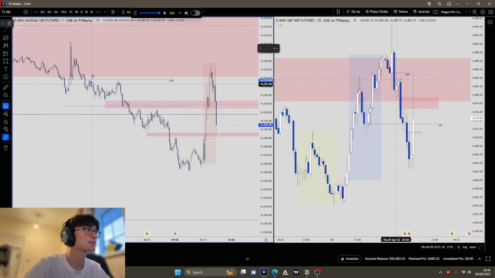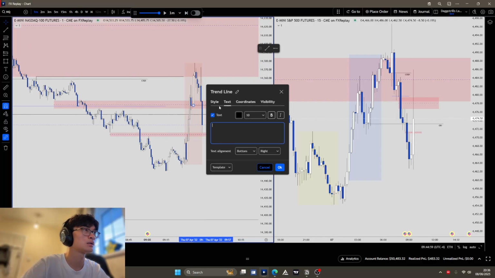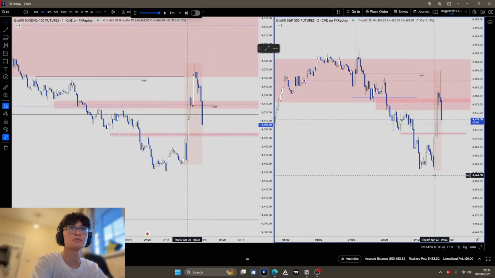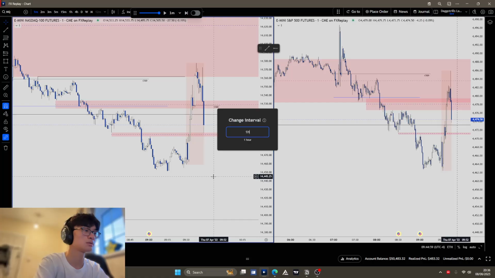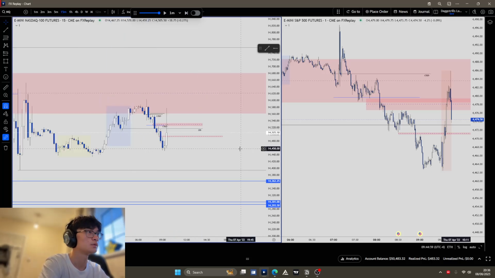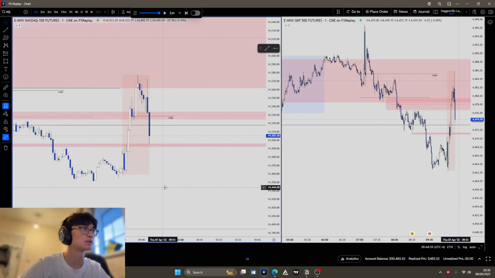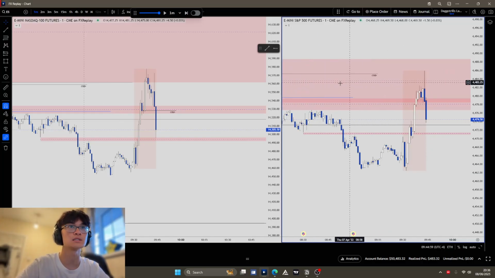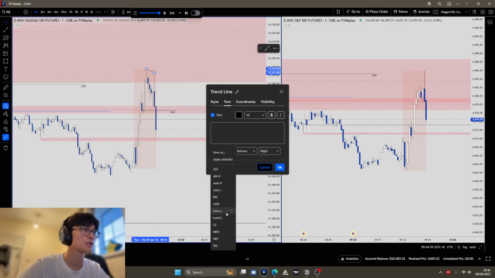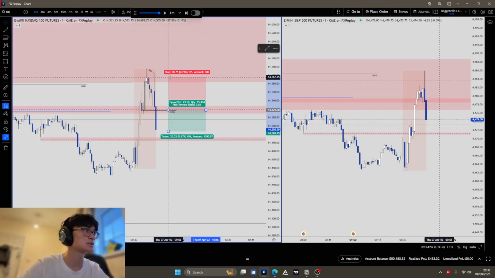Setup wise, I think this could go either way, honestly. Got the change of the state here. Not on ES though. One hour respected, 15-minute respected. Displacing, yeah, I think I will take this. And the SMT at these highs here. So I am going to take this. Whatever happens, happens. Doesn't matter.